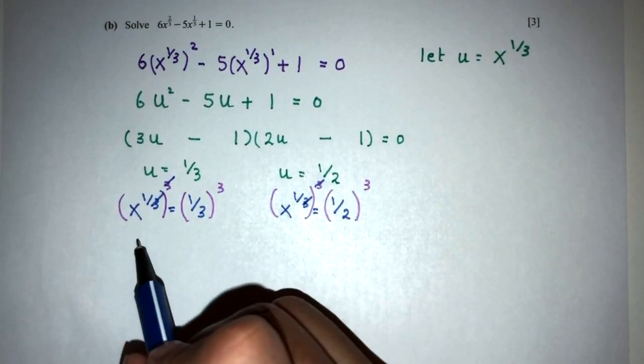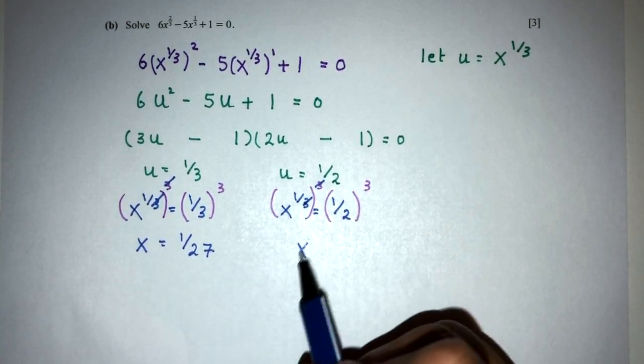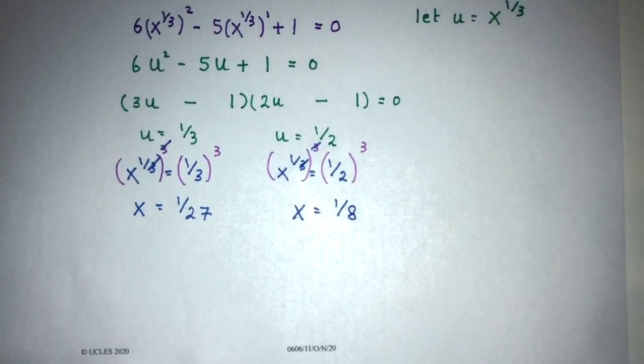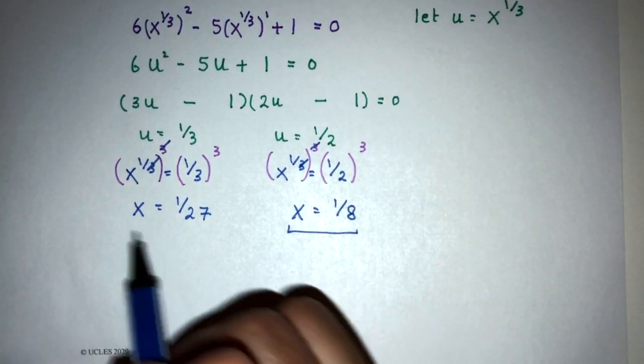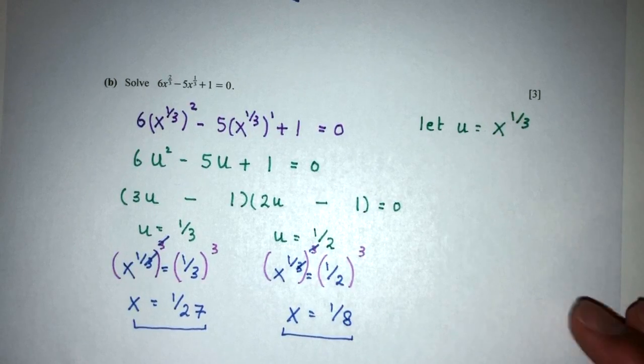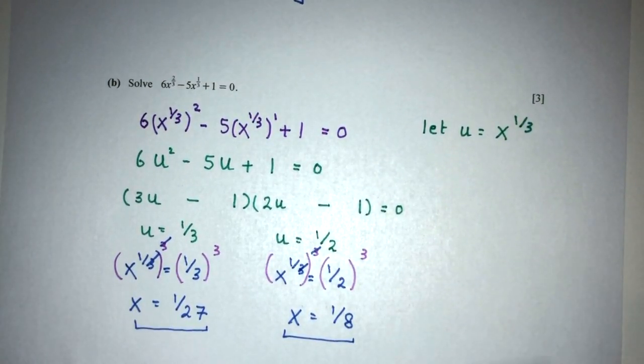So here you will have x is equal to 1 over 27, and x is equal to 1 over 8. So here you have two values of x for your answer. That is your question, part B of 3. Now again, if you don't know how to factorize, you can always use the formula to solve that, because sometimes, as you can see here, it is very easy to make a mistake.